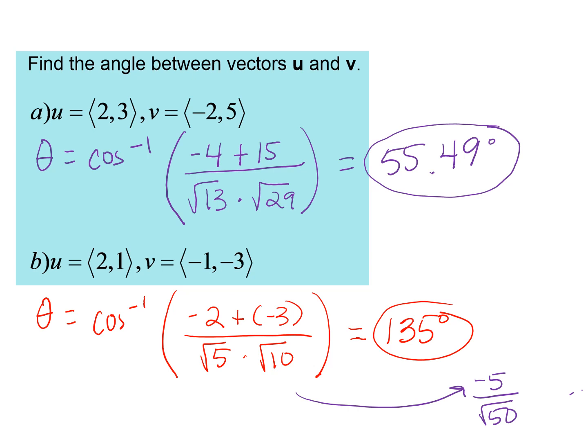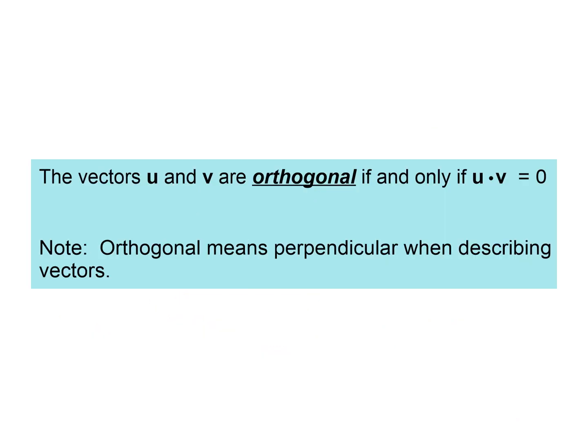All right, one last note about dot products before we finish up. Vectors are called orthogonal if their dot product equals 0. Sounds like a fancy word, but orthogonal is just another word for perpendicular. So when vectors are perpendicular, they are said to be orthogonal. So again, anytime you do a dot product and the dot product is 0, you would immediately know that the angle between them is 90 degrees because they are perpendicular. So kind of a nice little shortcut.